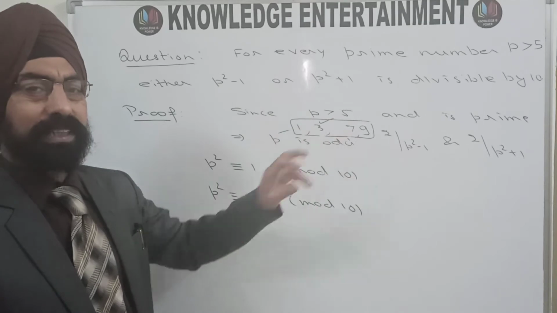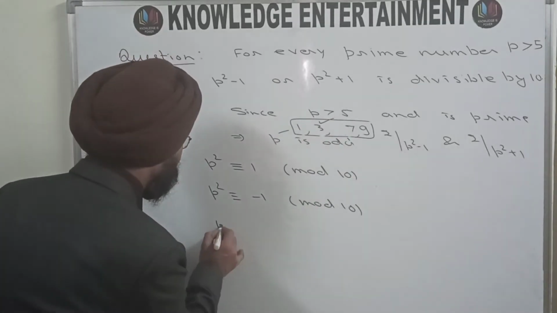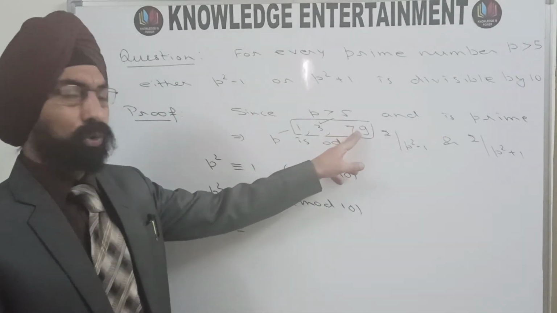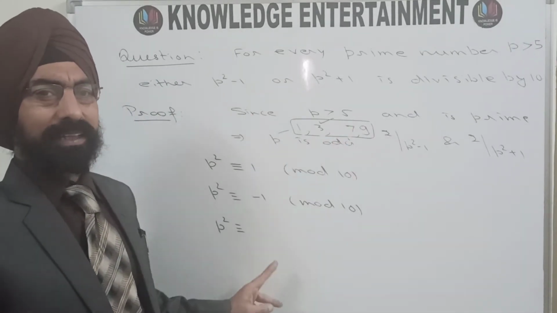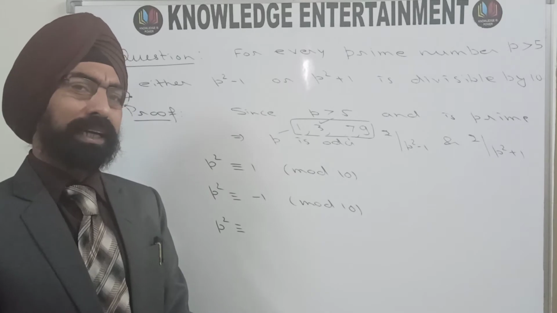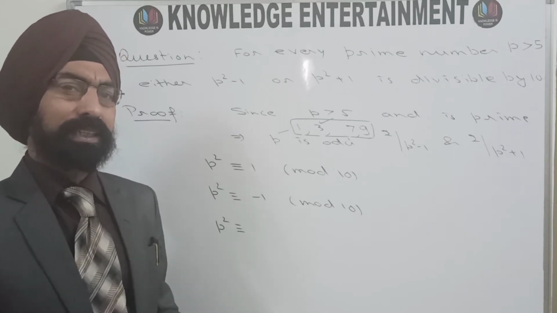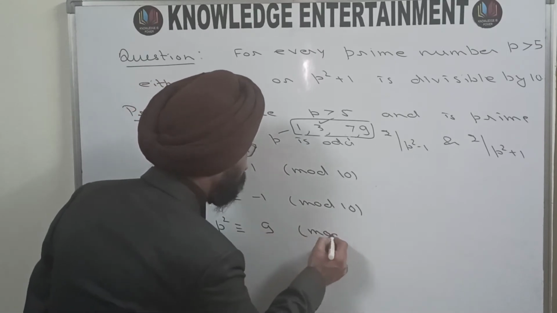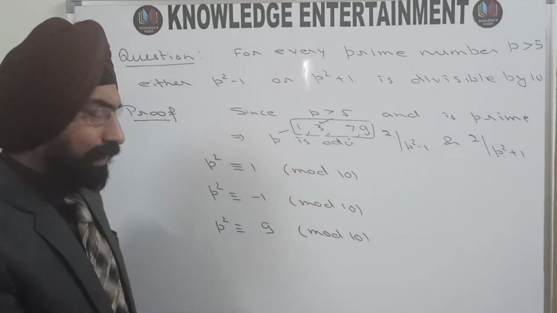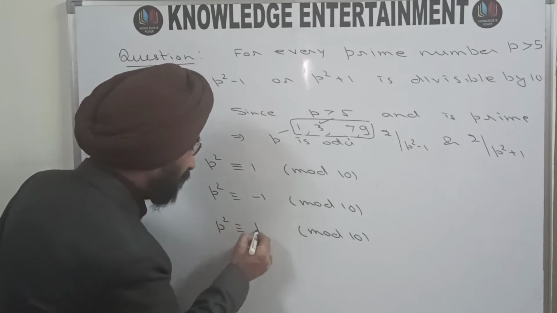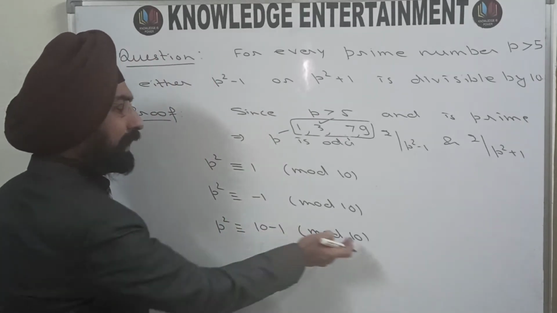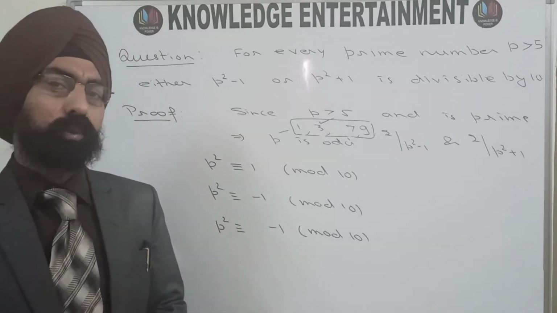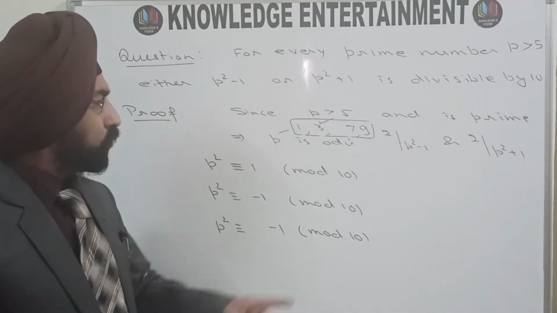Now what will happen if it is 7? Once again, if your number is having 7 in the units place, squaring, 7 7s are 49, so what will be the unit digit? It is once again 9. So once again you will get 9 here modulo 10. But now you know that this 9 can be written as 10 minus 1, and 10 being a multiple of 10 can be removed. So once again your p square is congruent to minus 1 modulo 10. So third case is okay.